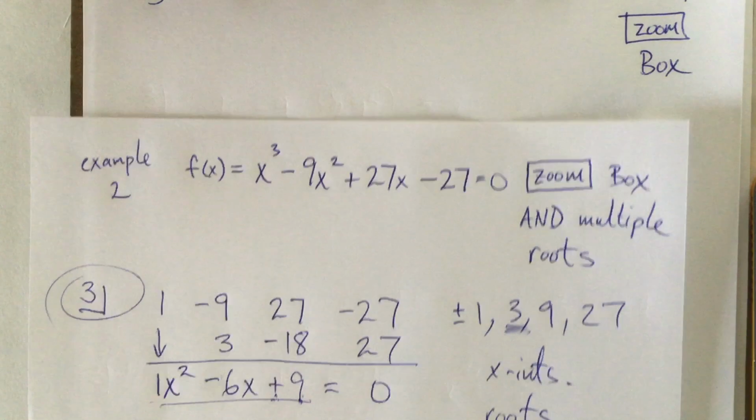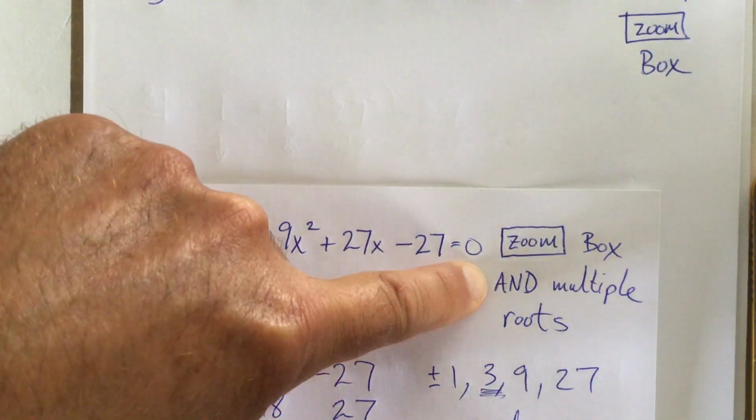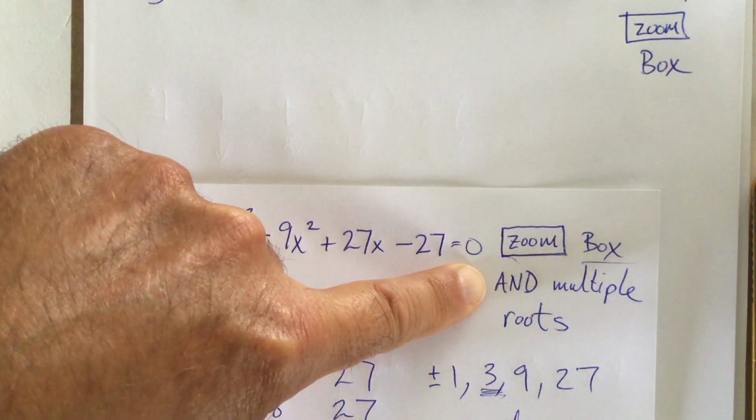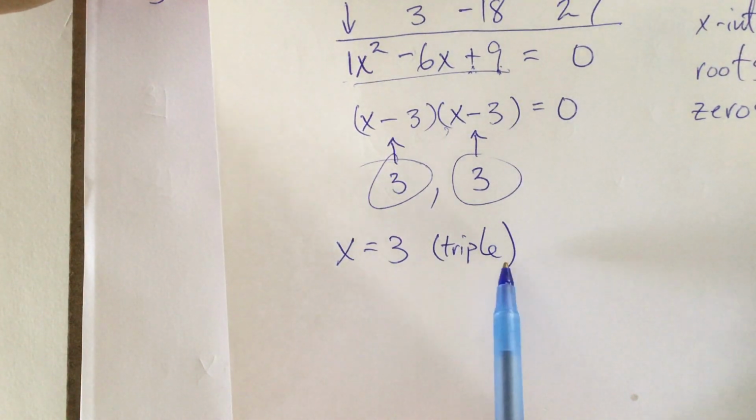But that was my second example. What did I want you to get from that second example? I want you to know how to zoom box. And I want you to know what it looks like when you have multiple roots. In this case, it was a triple.